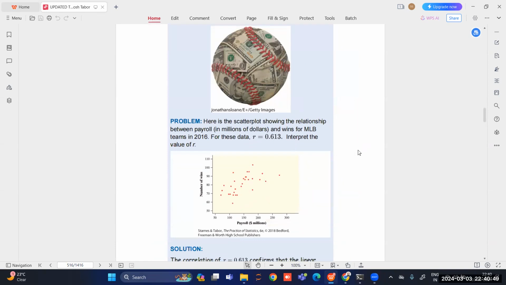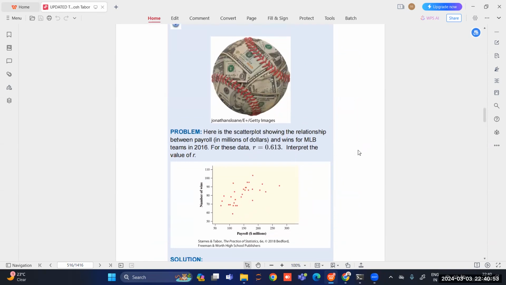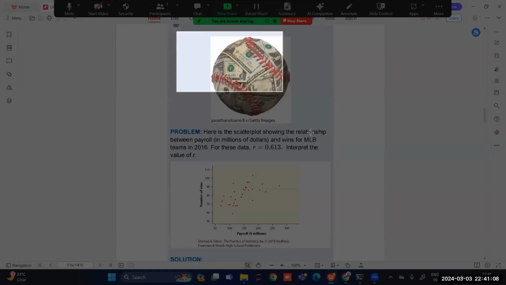Now, next, there's a problem given here and he has asked some questions. Interpret the value of R. Interpret means we have to comment about the value of R. So what can you say about the value of R, and what will be the correlation? I'll take this example onto our board.